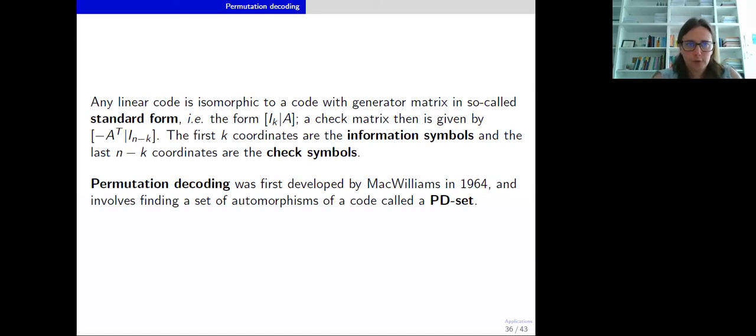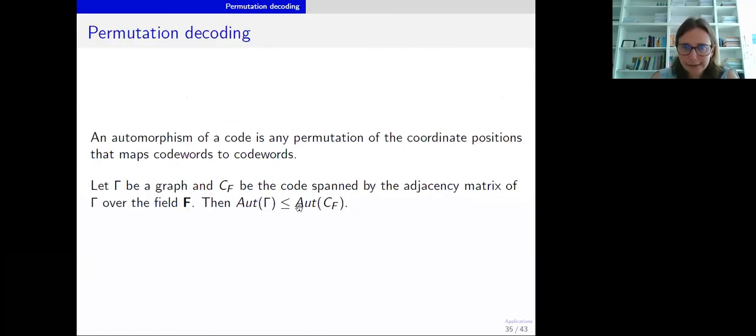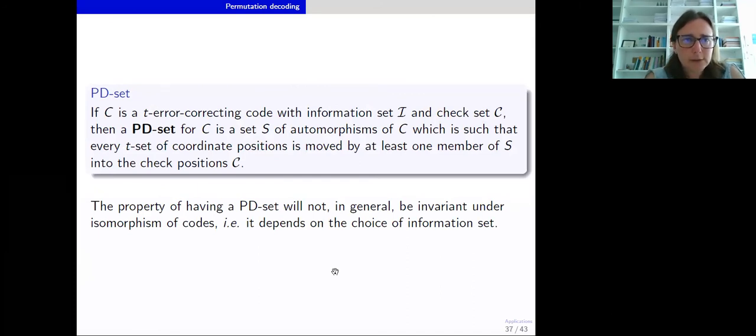Permutation decoding, as a decoding method, was first developed by MacWilliams in 1964, and it involves finding a set of automorphisms of a code, which is called a PD-set. So a PD-set is a set of elements of the automorphism group. We can define it properly. If C is a t-error-correcting code with information set I and check set C, then a PD-set for this code is a set S of automorphisms of C such that every t-set of coordinate positions is moved by at least one member of S into the check positions of the code C.